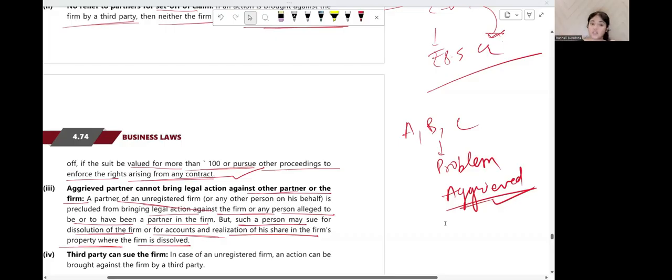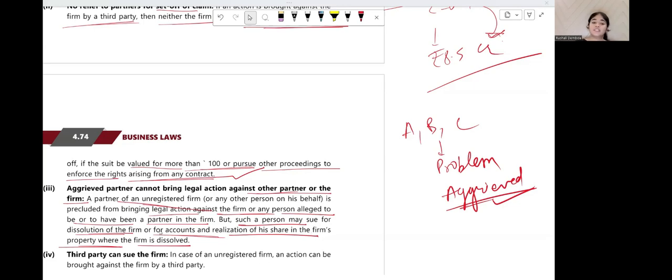So the legal action against the firm or any person alleged to be or have been a partner in the firm, you can't take it. But such a person may sue for dissolution of the firm or for accounts and realization of his share of the firm's property where the firm is dissolved. So you don't have the right to file a case against the partners, but instead of filing a case against the people that are there in the firm, you can say that I want to file a dissolution, I want to dissolve this firm. That thing you can say, but you can't file a case against these people.